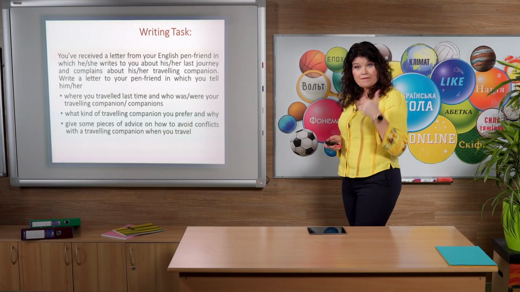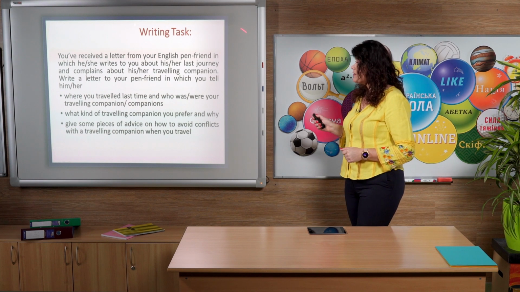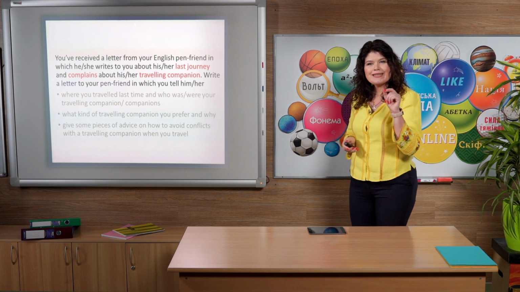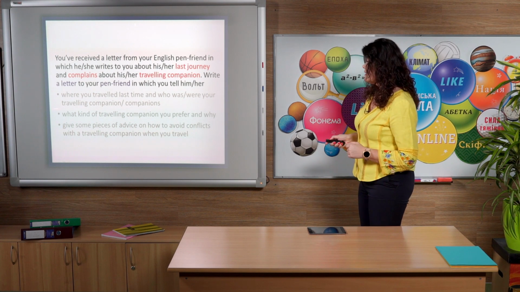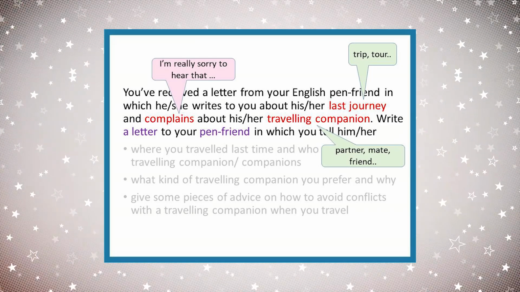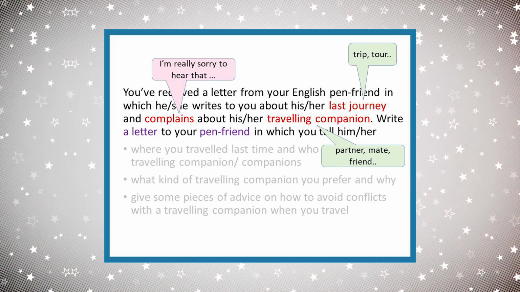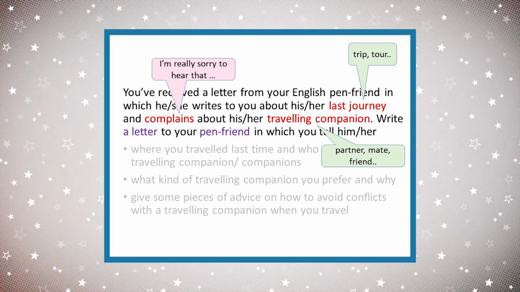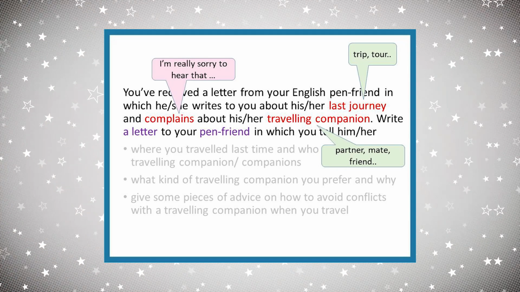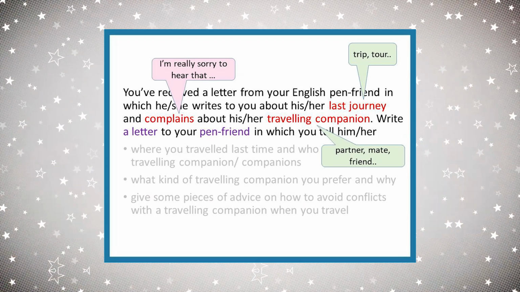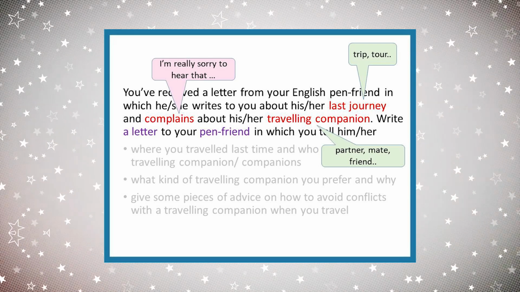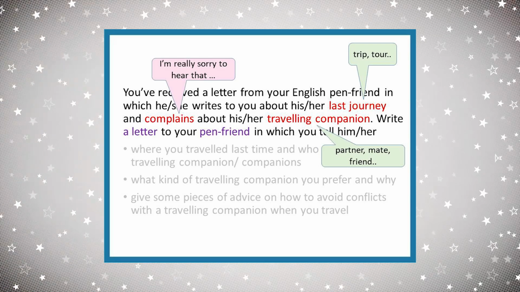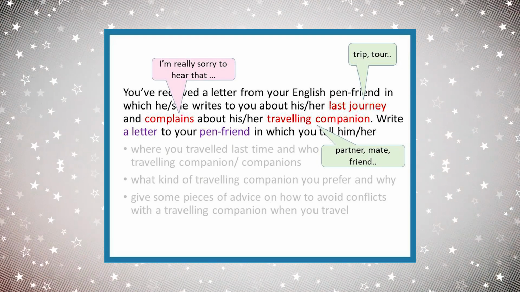Go! First and foremost, analyze the first paragraph and underline the keywords. In our case, the context is last journey, the letter about last journey, and your pen friend complains about traveling companion. Good. And from the task, we can see that you should write a letter to pen friend. Which style will it be? Informal, of course.